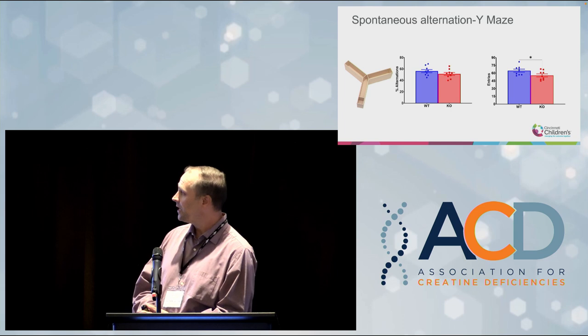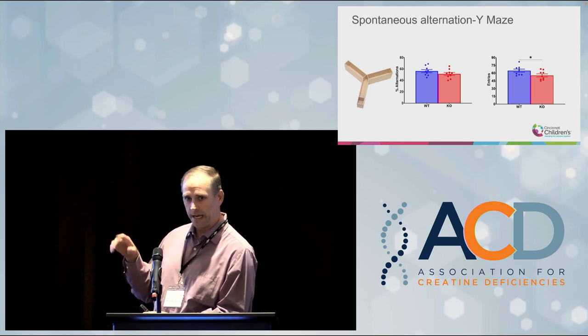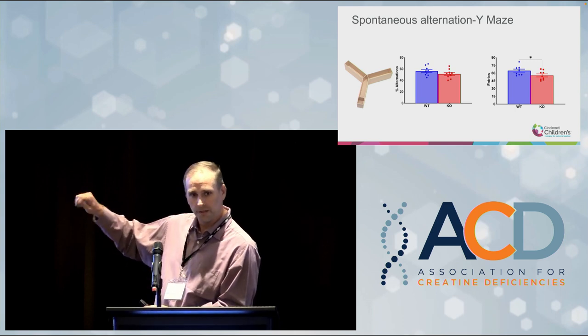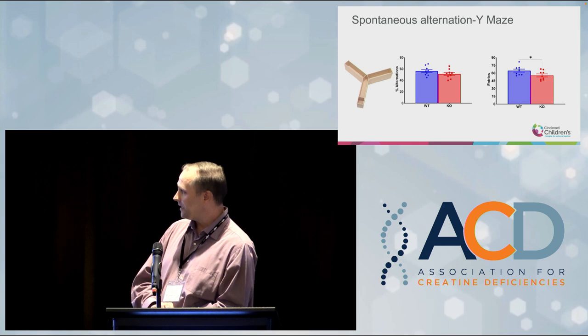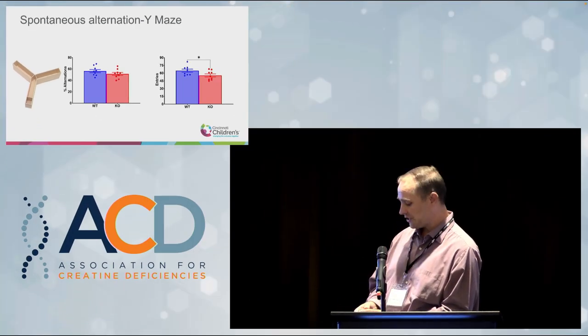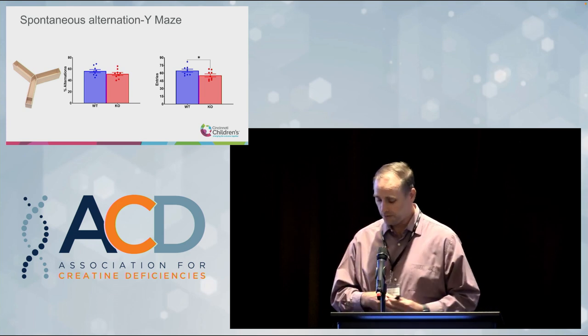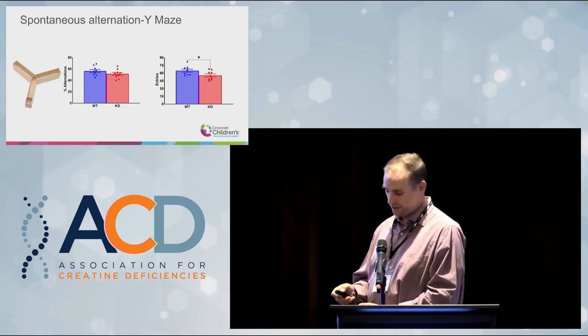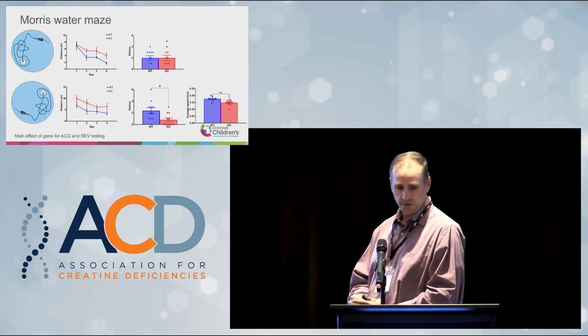So we let them do this for 8 minutes, and we measure the number of times that they go A, B, C, C, B, A, B, C, A. As long as they don't repeat, B, A, B, that's a failure. So this is a measure of working memory because it's just a transient sort of memory. And there's no difference between the wild type and the knockout in this, which is a little bit different than some of the earlier models that show this deficit. But there's a reduction in the number of arm entries in the knockout mice, which can be indicative of lower spontaneous activity.